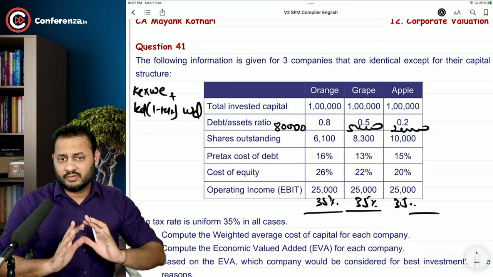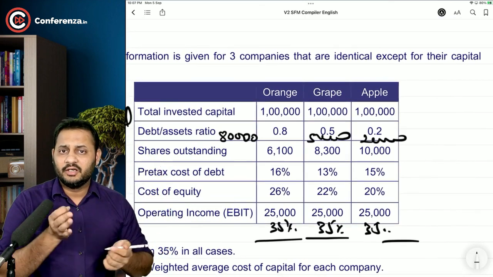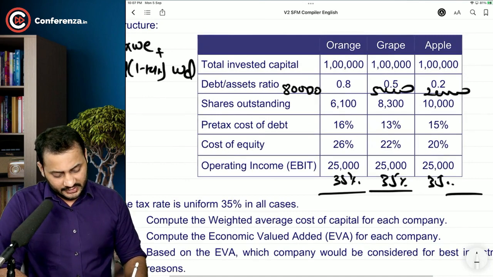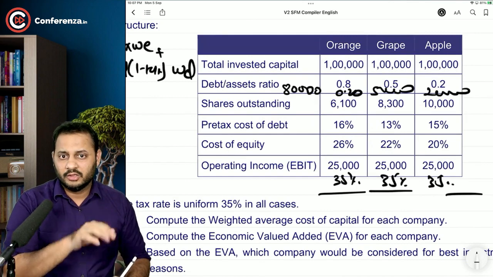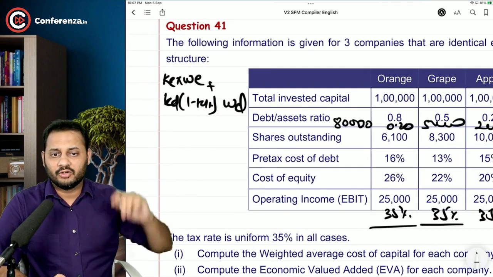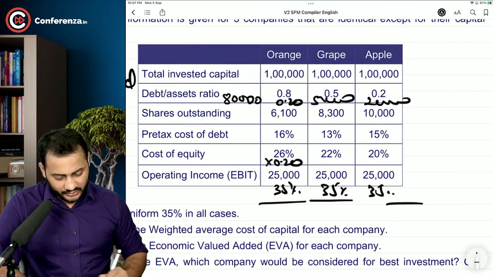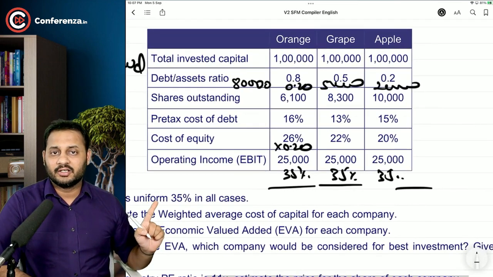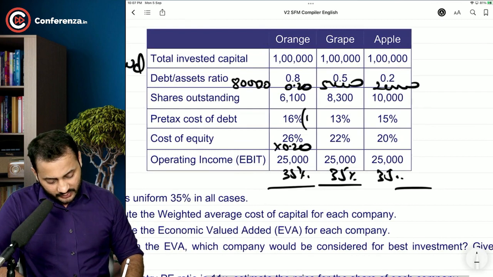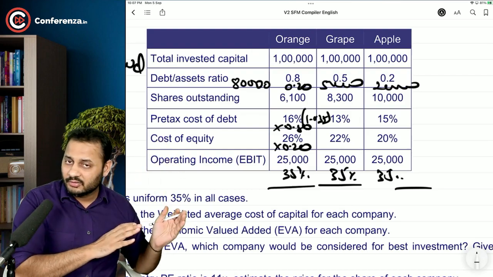Now I will show you. Weight of the debt is 80%. So what will be the weight of equity? 20. So in this case 80-20 is the ratio. In other case 50-50 and then 20-80. Cool. Now coming up with the cost of equity and cost of debt. See, cost of equity is given. So 26% into 0.20 weight of equity. This is a pre-tax cost of debt. First of all, deduct tax out of it, 1 minus tax. So it will be 1 minus 0.35 and then multiplied by the weight of 80%. You can calculate the WACC. Similar approach in the other companies as well.